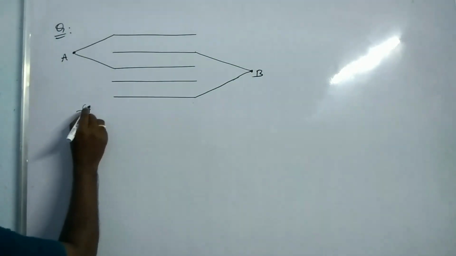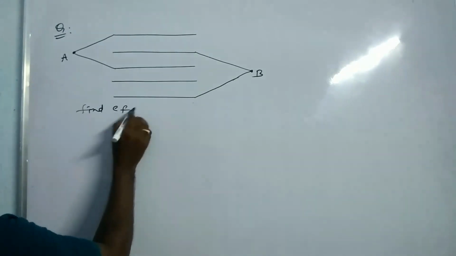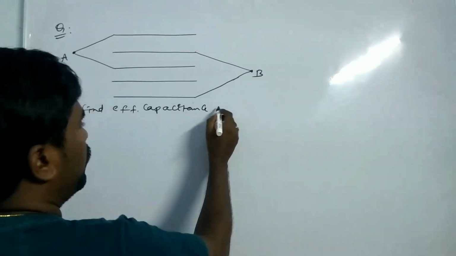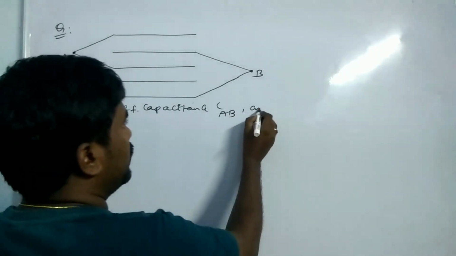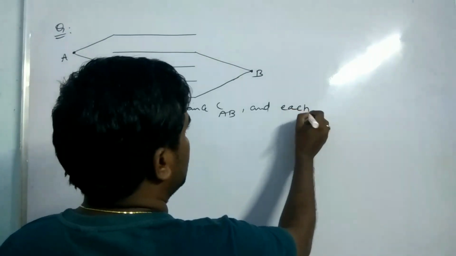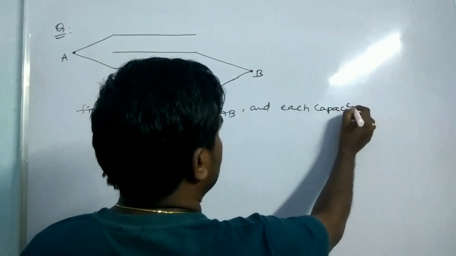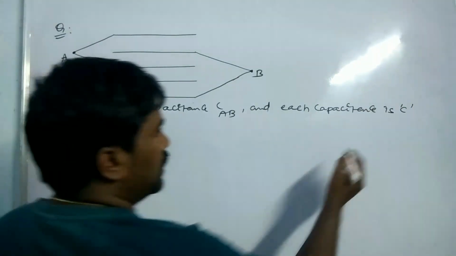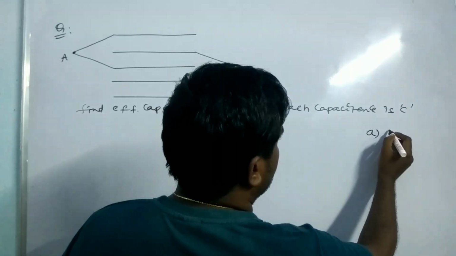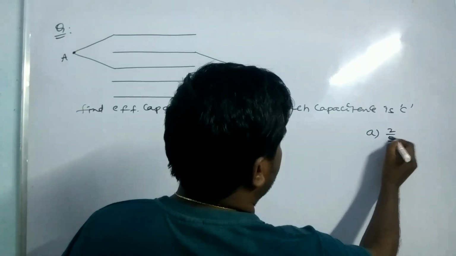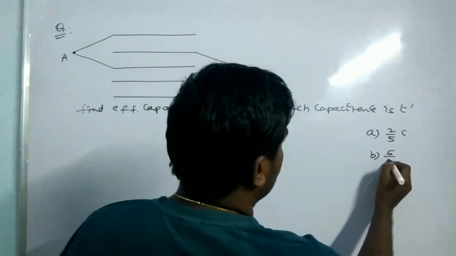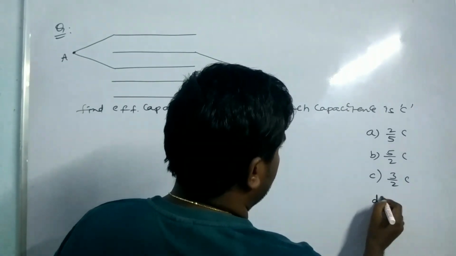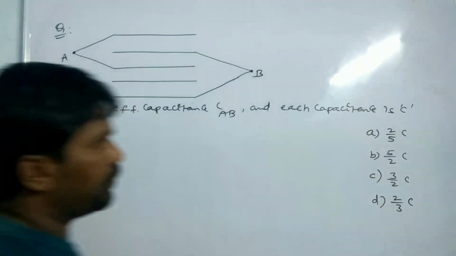Okay, find the effective capacitance C_AB, where each capacitance is C. Options are: A) 2/5 C, B) 5/2 C, C) 3/2 C, D) 2/3 C.